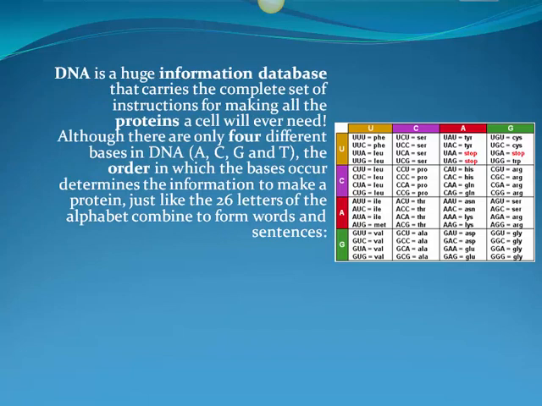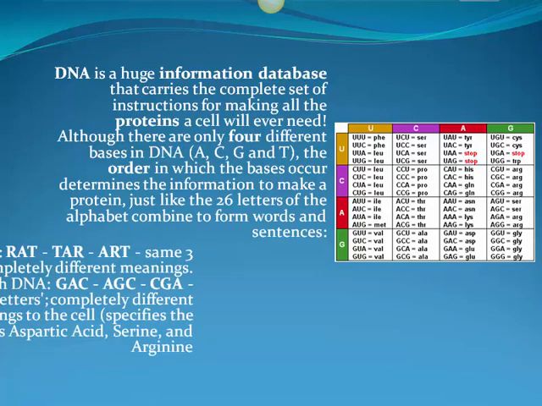So DNA then is a huge information database that carries the complete set of instructions for making all the proteins a cell will ever need to behave in any way it needs to behave. Although there are only 4 different bases in DNA, the A, C, G and T, the order in which those bases occur determines the information to make a protein. As I said earlier, just like the 26 letters of the alphabet combine to form words and sentences.